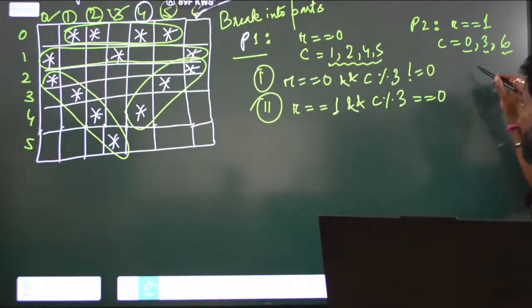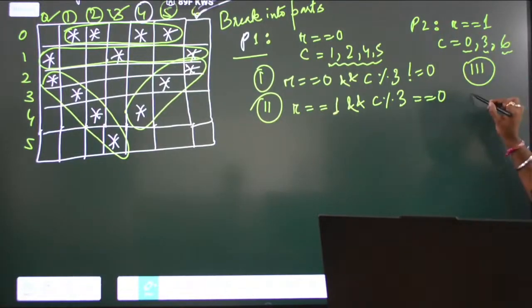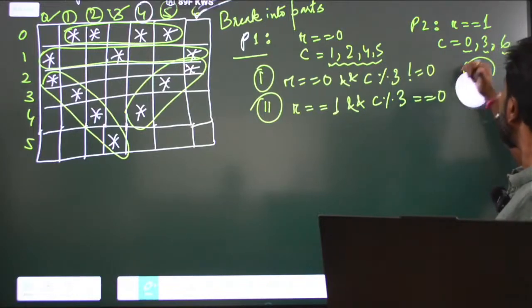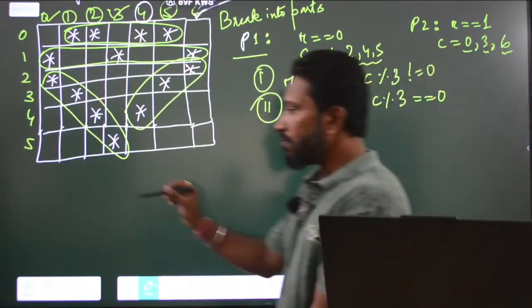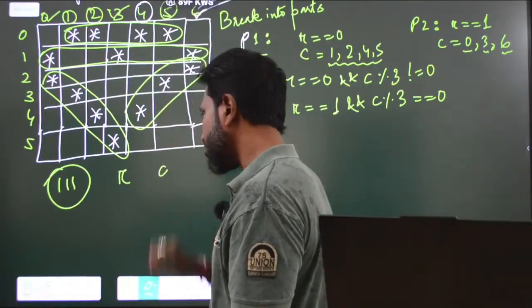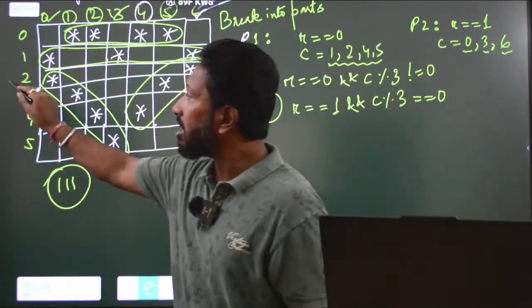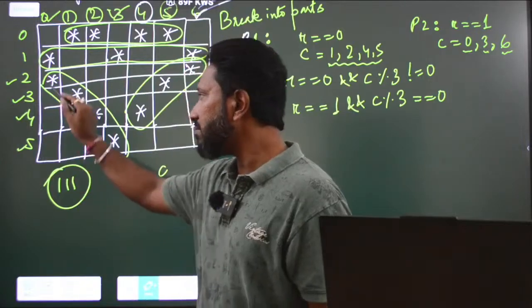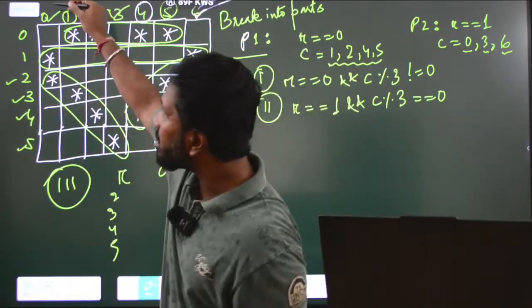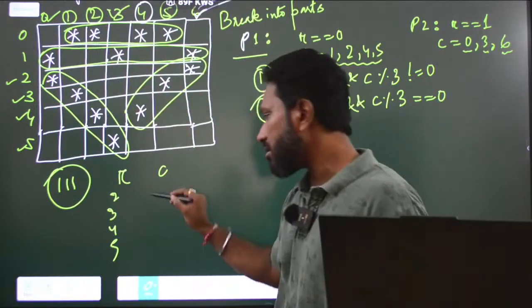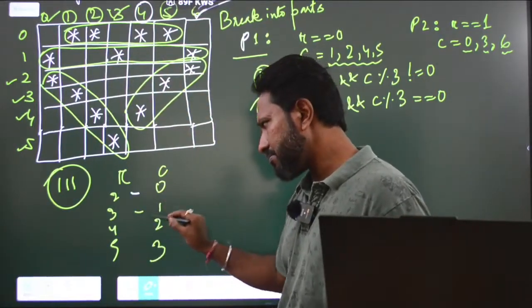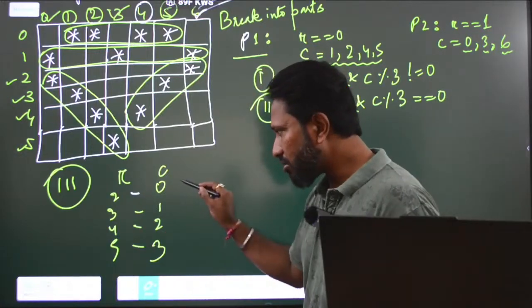The third part, tell me the row and the column values. Row values are 2, 3, 4 and 5. See, 2, 3, 4 and 5. The column values are 0, 1, 2 and 3, correct? Just subtract them. What is the common number that you are getting?